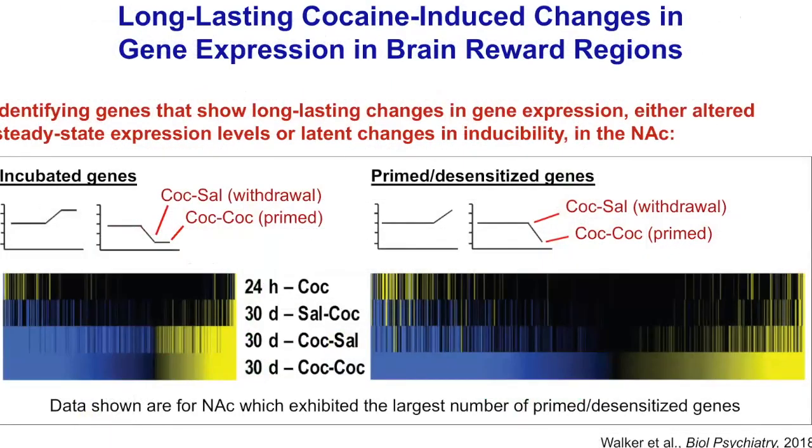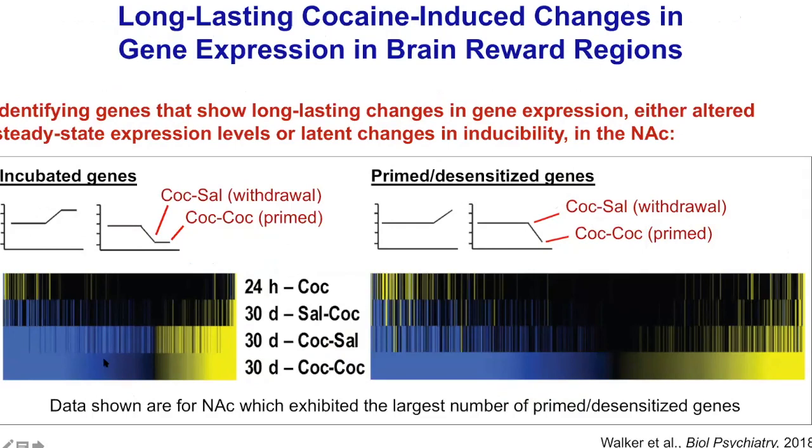This is a lot of data. I'm just giving you one glimpse of the data in this slide. This is using machine learning, where we asked the computer to identify genes that were uniquely regulated at this 30-day time point. What I'm showing you here is for nucleus accumbens only; we have similar data for all the other brain areas. What are the genes that are upregulated in yellow or downregulated in blue?